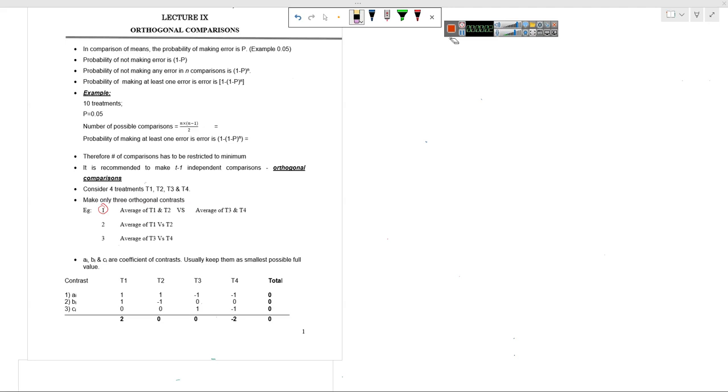So in this lecture video we will be diving into the orthogonal comparisons. Before we determine the pre-planned comparisons, we have some theoretical parts and equations. We will just look at them and then move on.